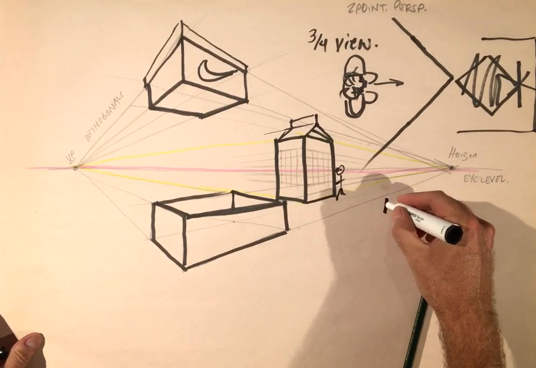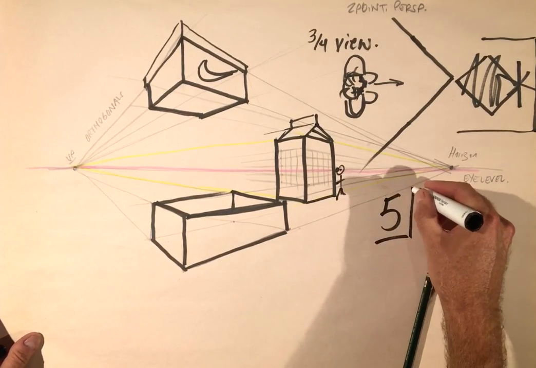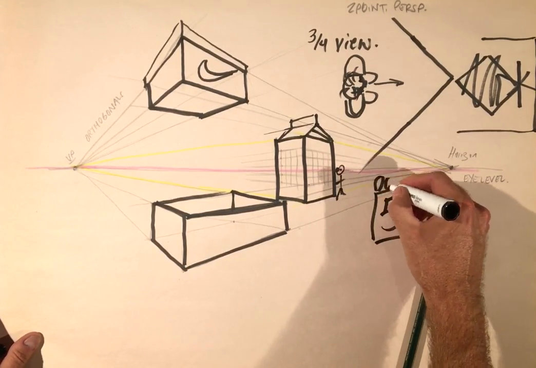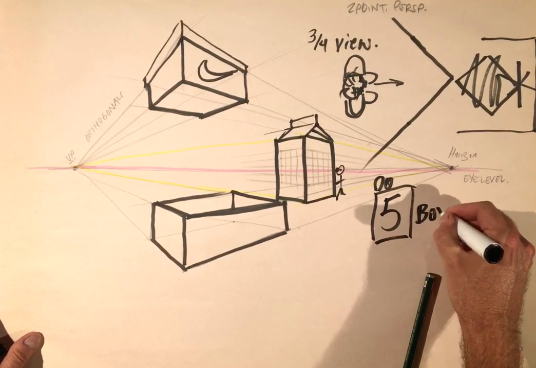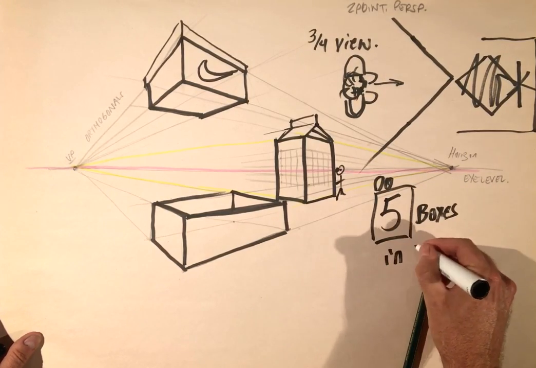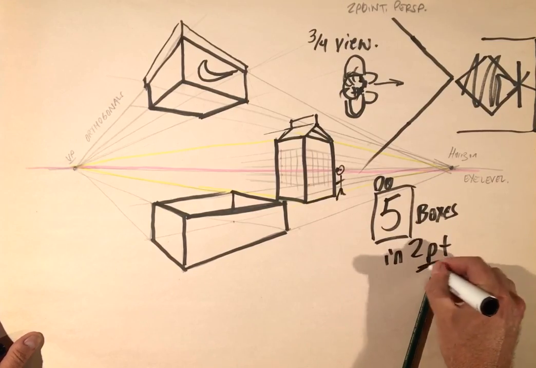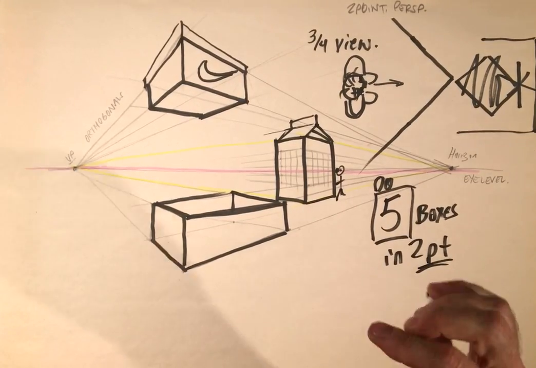Practice. Do 5 of these. If you miss class, do 5 boxes in 2-point. Practice, practice, practice. Okay.